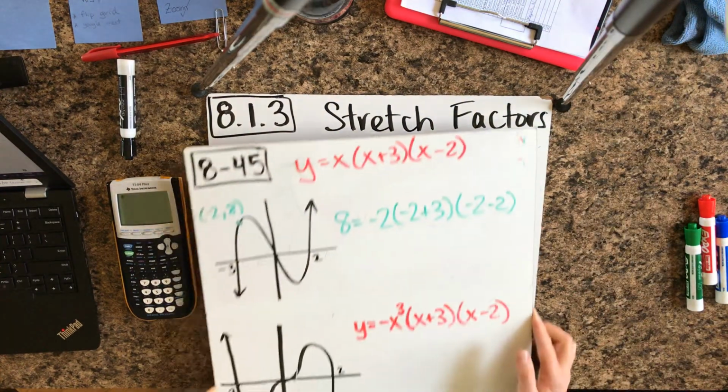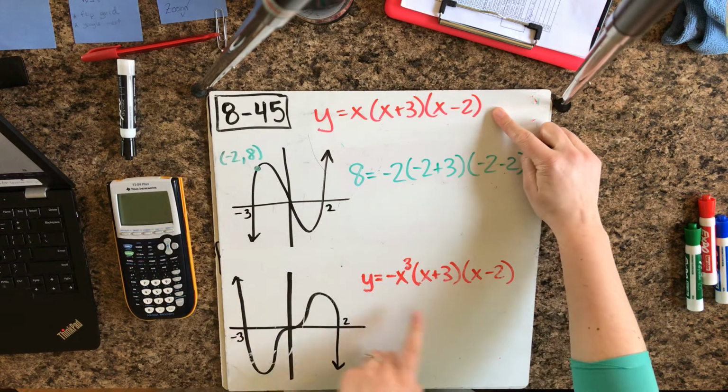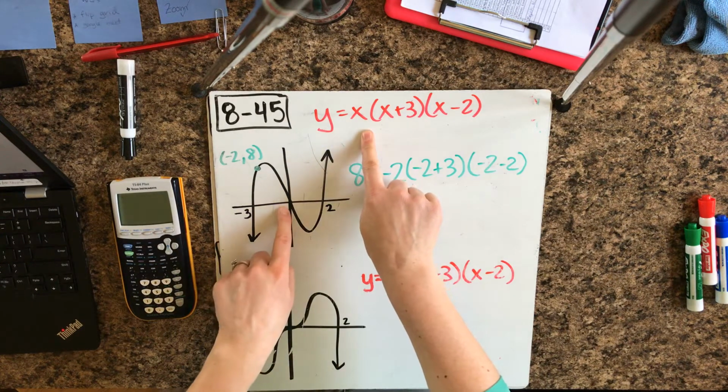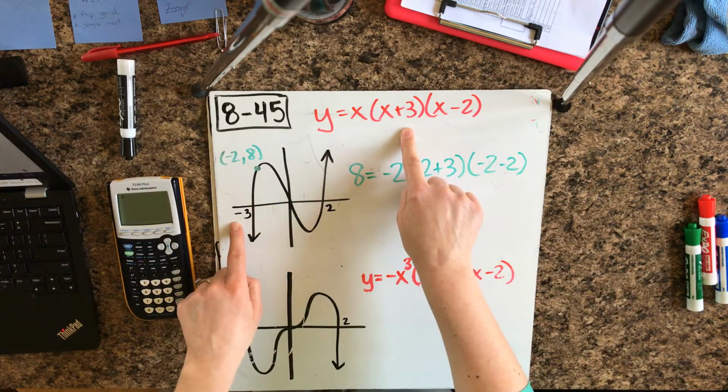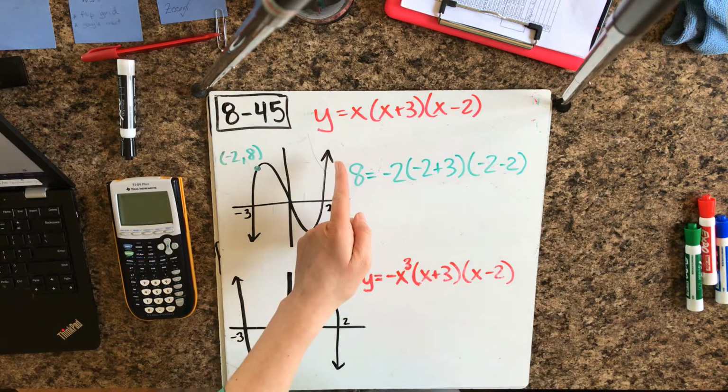Okay, at this point, you should have already written these equations in red. These are for the first two. We have y equals x because it goes through 0, 0. x plus 3 matches up with negative 3. x minus 2 matches up here. Positive orientation, so it's positive.